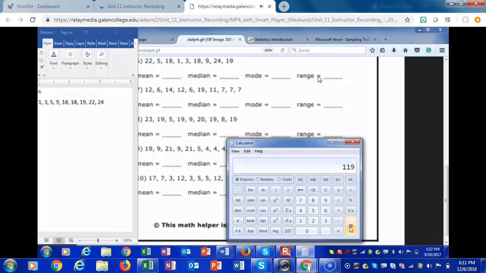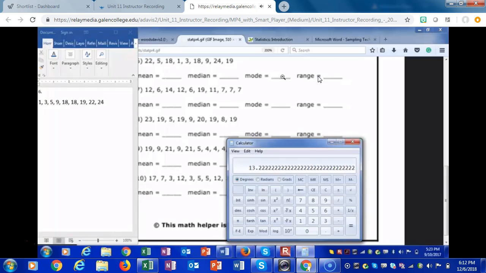In this case, we don't have 10 numbers. We have only 9 numbers. So divide by 9. Our mean in this case is 13.22. Our median, since we only have 9, our median should be our 5th number. 1, 2, 3, 4, 5. 18 is the median because you have 4 on each side besides this 18. So your median is 18.